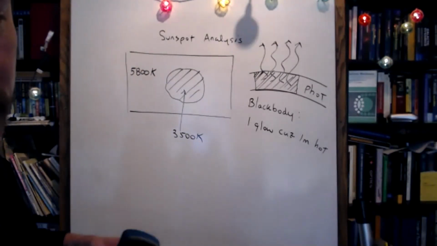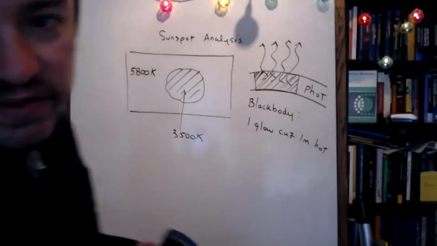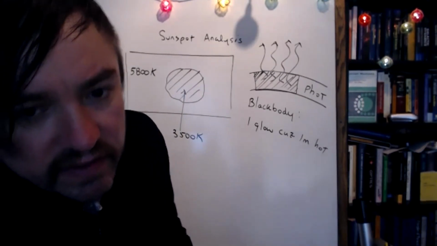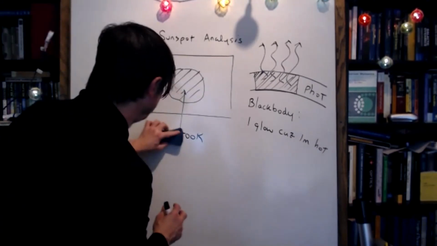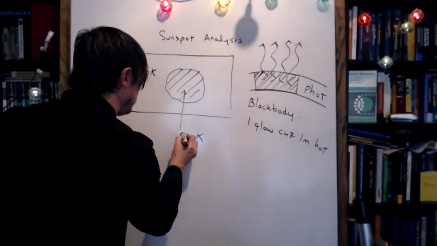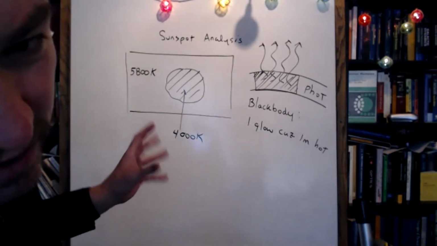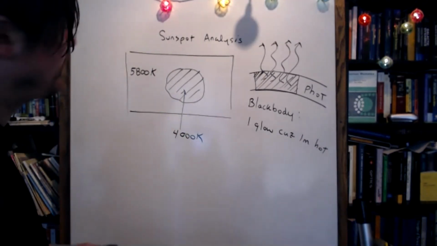Okay, let's do a comparison. I want to ask you guys two questions, and these could be questions that appear on the test. Actually, I'm going to give it a little nudge because I'm going to make it 4,000 Kelvin. Usually it's about 1,000 Kelvin cooler, sometimes 1,500.